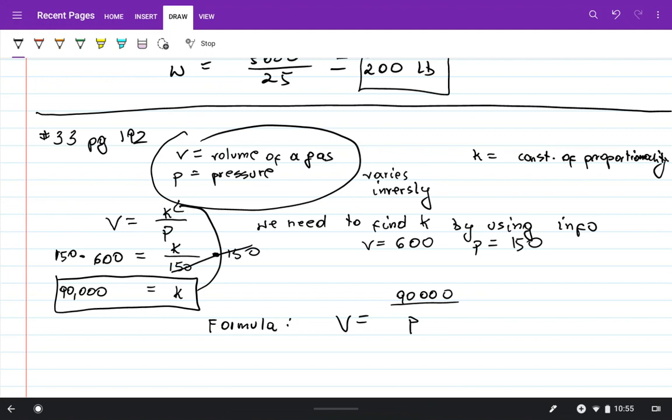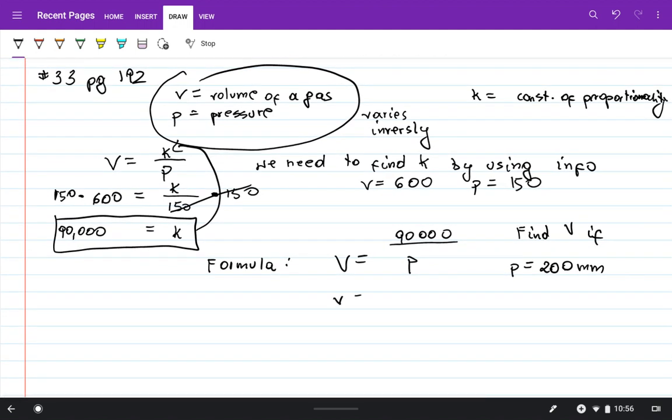So we know that the pressure equals 200 millimeters. We need to find volume. Okay, so let's find it. We have V equals 90,000 divided by pressure, which is 200, and that will give us 450 cubic centimeters. And that's the answer.